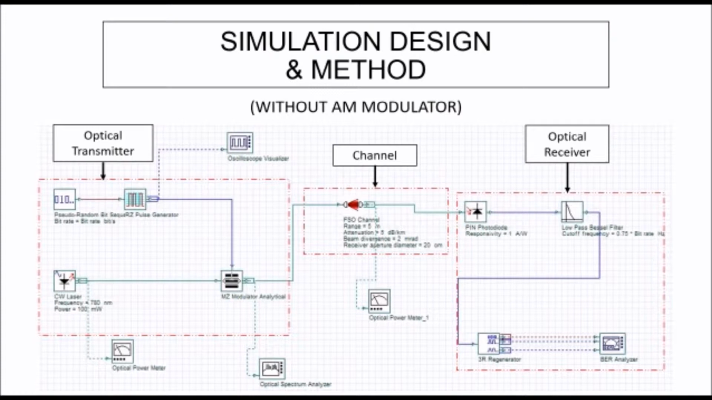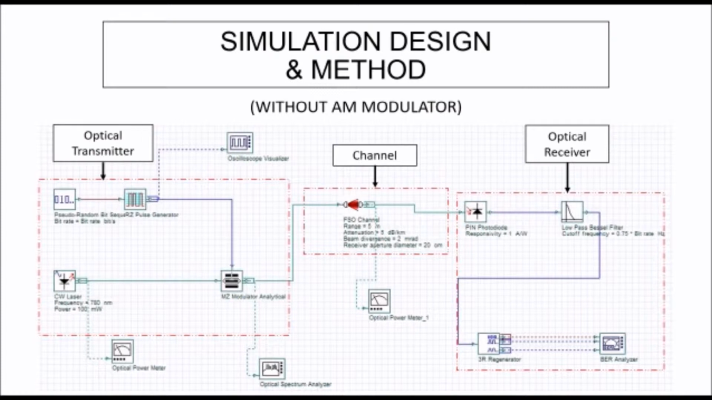The next subsystem is the channel. The channel has one FSO channel, which is the free space optic channel. Its function is to act as the propagation medium for the transmitted light. Then for the last subsystem, we have the optical receiver.